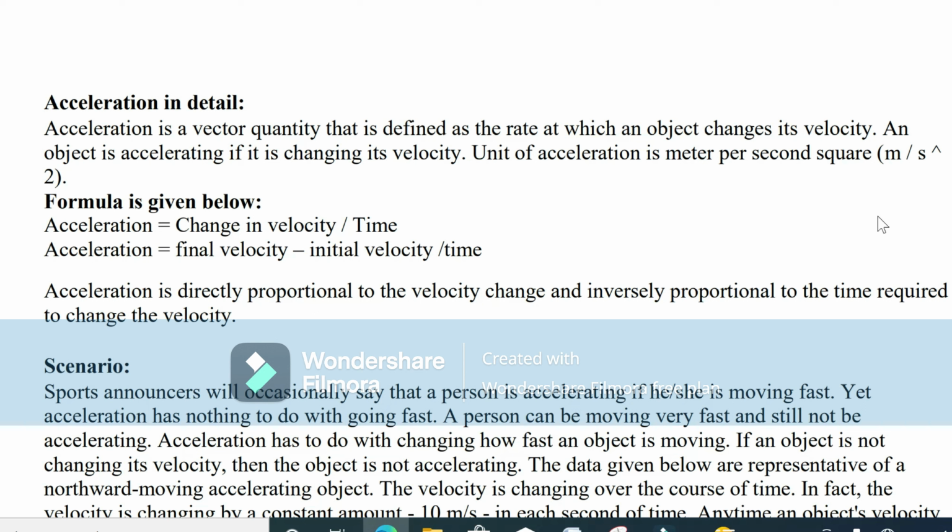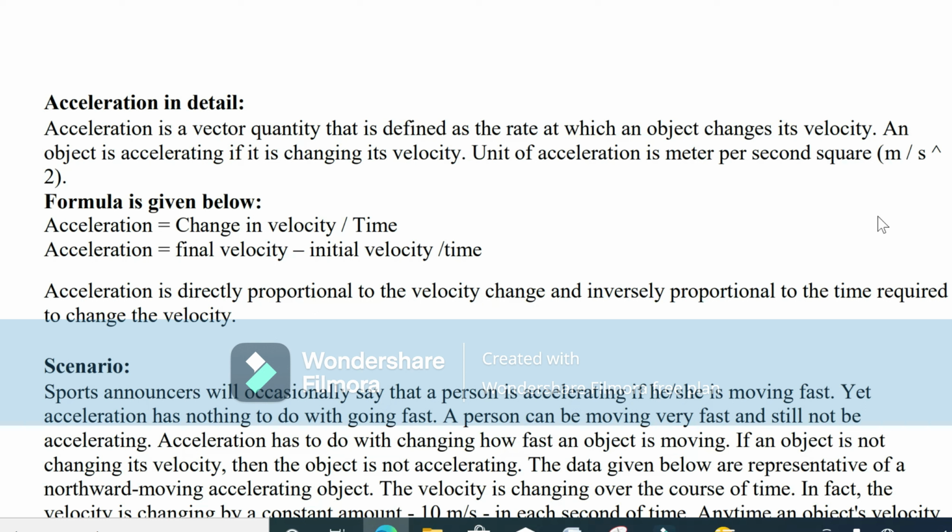There are a lot of definitions of acceleration. As in front of your screen, the definition is given, and you can also define it as the time rate of change in velocity, which is called acceleration. And the SI unit of acceleration, as we discussed here, is meter per second square.